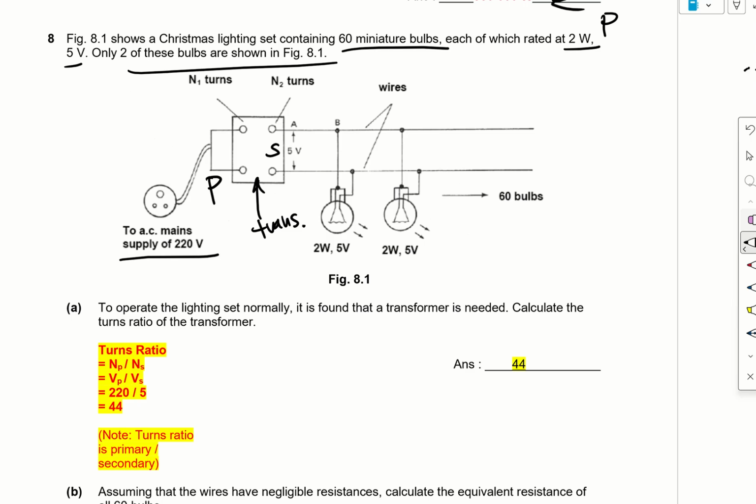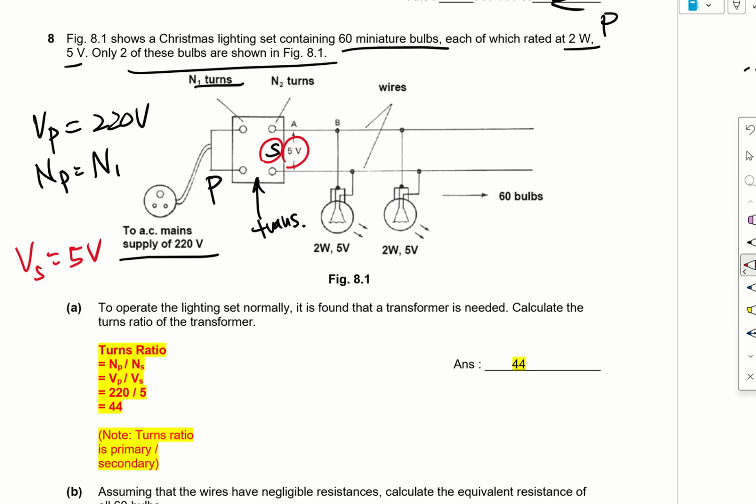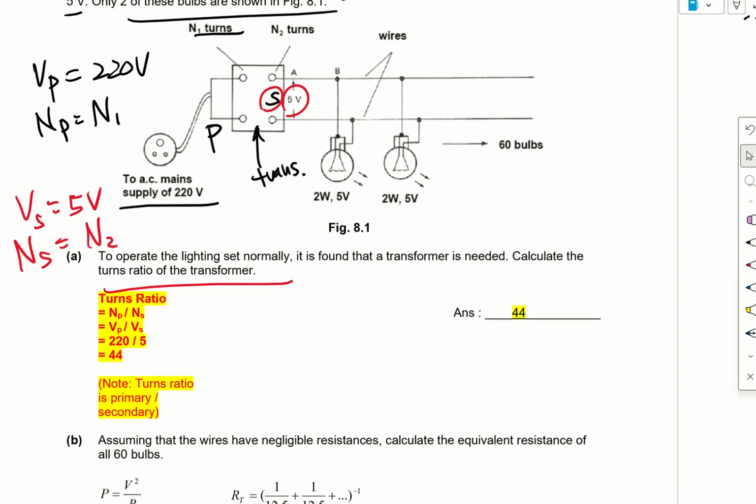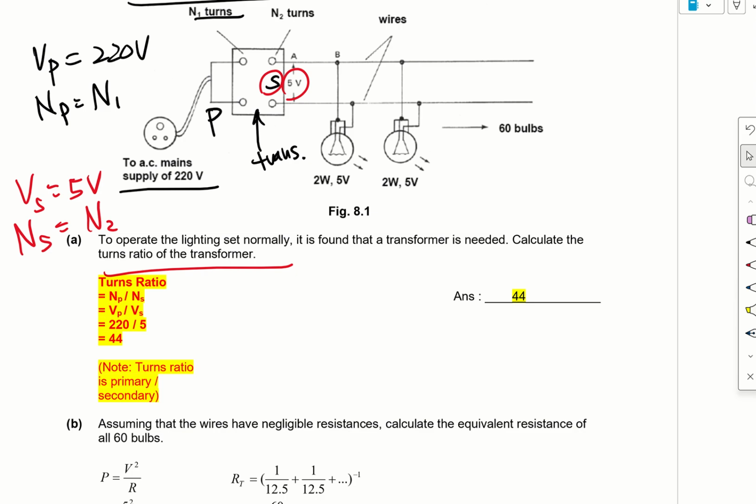From this, I know Vp equals 220 volts, and Np equals N1 turns. On the other side, for the secondary, I know Vs equals 5 volts, and the number of turns in the secondary equals N2. Now, to operate the lighting set normally, it's found that a transformer is needed. Calculate the turns ratio.